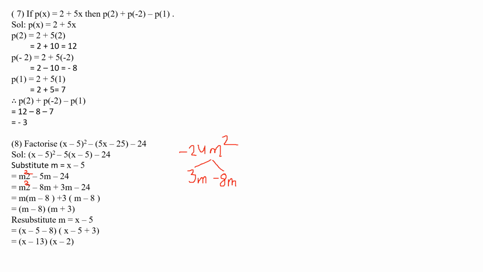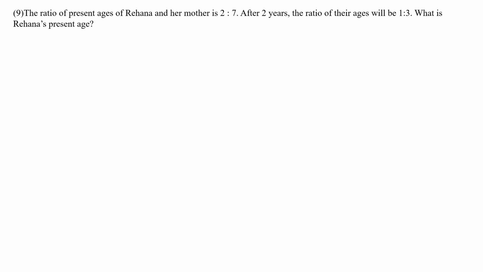Now last question. The ratio of present ages of Rehana and her mother is 2:7. After 2 years, the ratio of their ages will be 1:3. What is Rehana's present age? We have to find Rehana's present age.